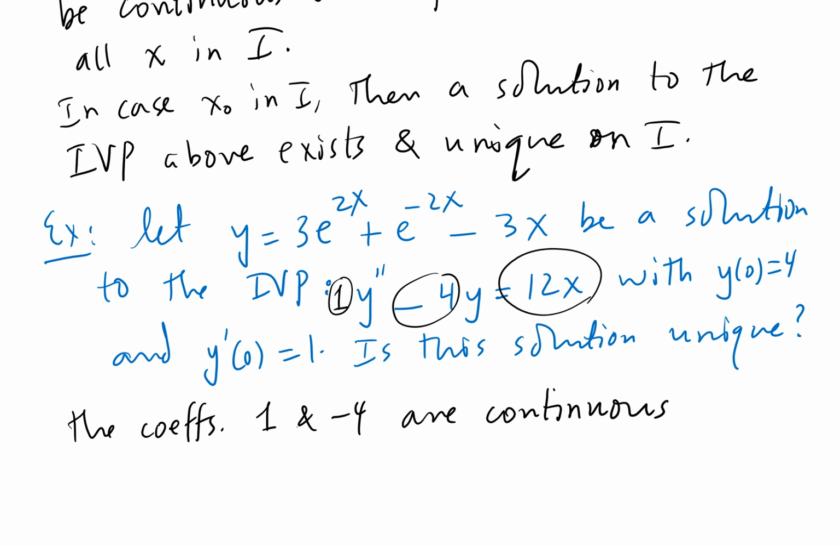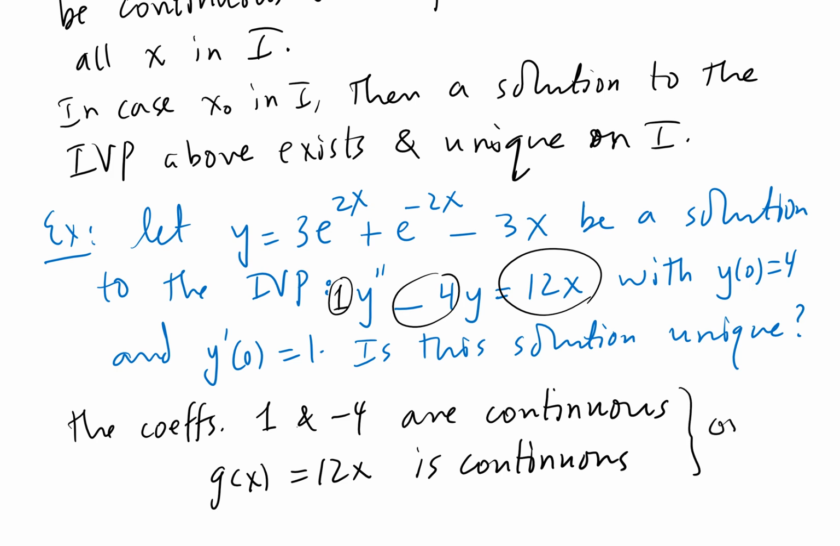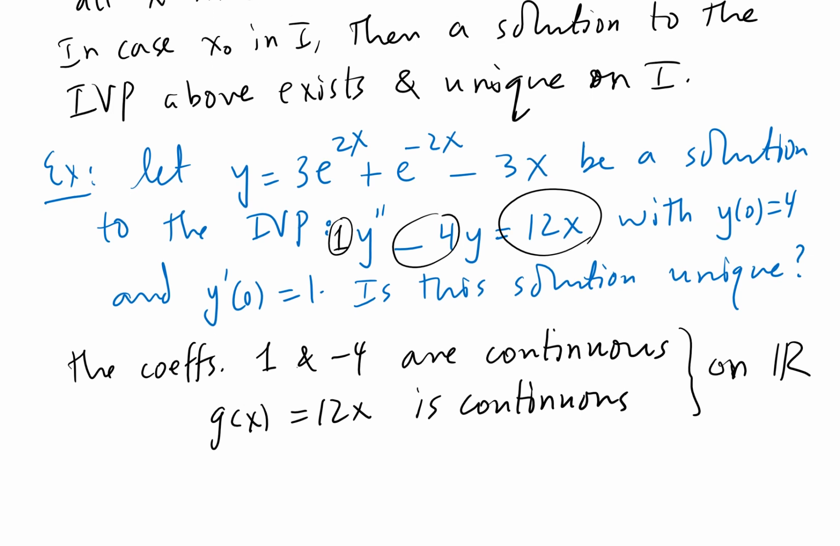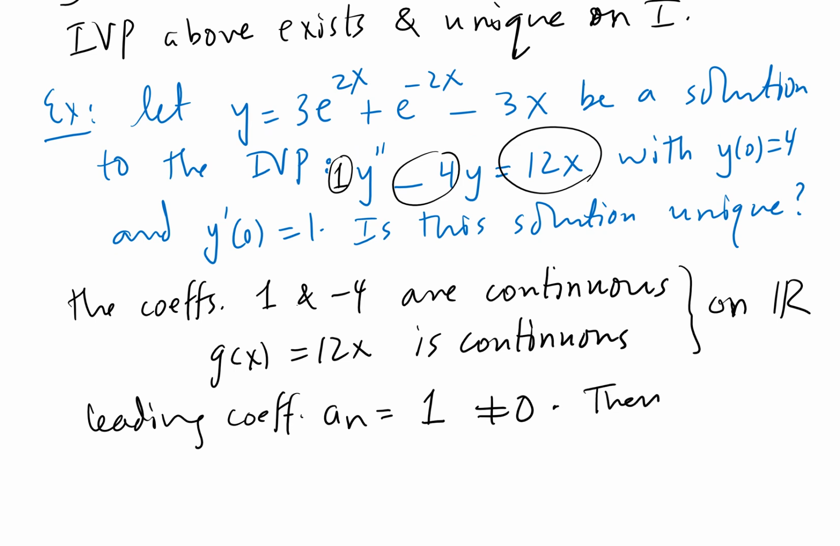Also, g of x, which is 12x, a linear function, is also continuous. So we need to check continuity. And the last one, of course, both of them are continuous over all real numbers. And we need to check the leading coefficient, a sub n. In this case it's 1, it's not 0. As long as it's not 0, since these conditions are met, then the given y is unique. It's a unique solution.